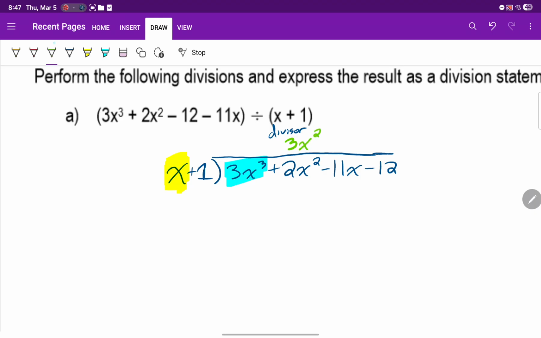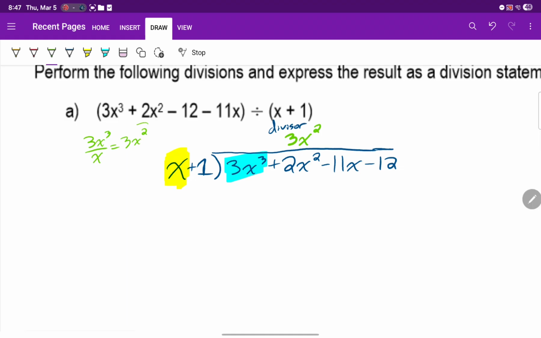Now, there's a couple different ways that we can determine this. The first thing we can do, in this case, is 3x cubed divided by x. That just gives me 3x squared, which is what I put up there. The second way to do this is trial and error. You can just do guesses, or you can just recognize that by looking. So this is what I get when I divide my 3x cubed by x. You're kind of factoring it out almost. Okay, does that make sense? We're kind of pulling that as a factor out of there.